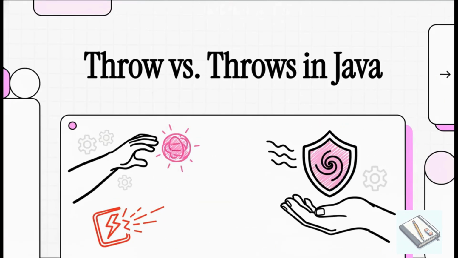Let's jump right into a classic point of confusion for pretty much every Java developer at some point: the difference between throw and throws. They look almost identical, but trust me, they do completely different jobs. Let's clear this up once and for all.